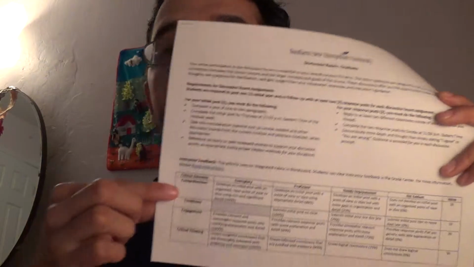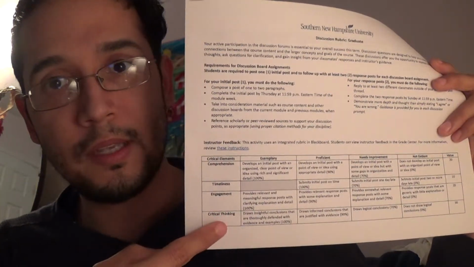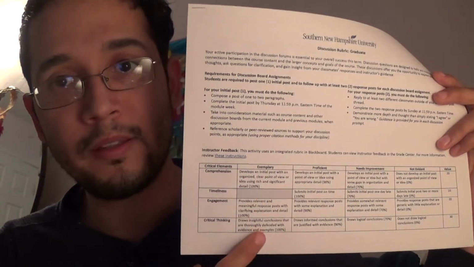Now let's look at the rubric. Your rubric, just like your papers, has critical elements that I look for, and they're here along the side. I'm going to be referencing the exemplary section of the rubric because that's the 100% that I think we all want to strive for. And you can tell it goes lower from proficient to needs improvement to not evident, which brings the grade down by percentages, and this is all in the rubric.